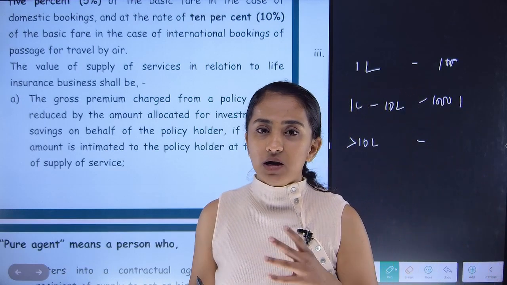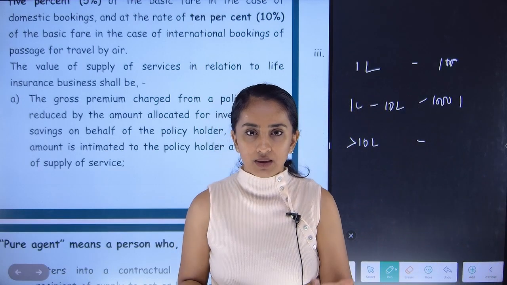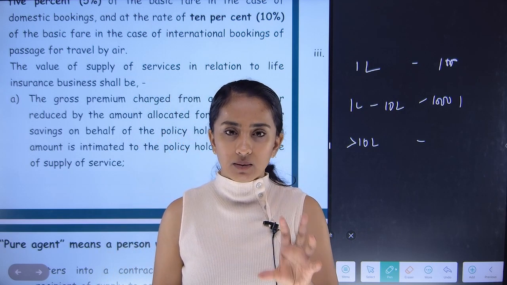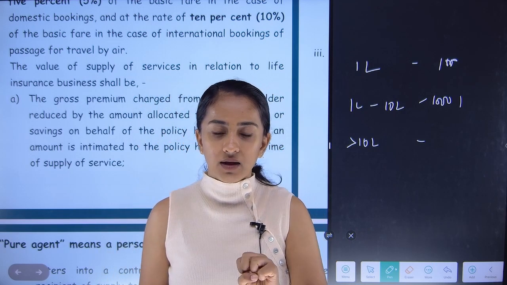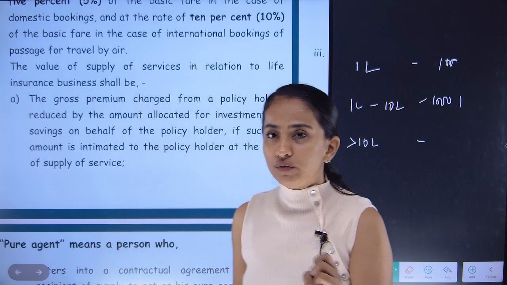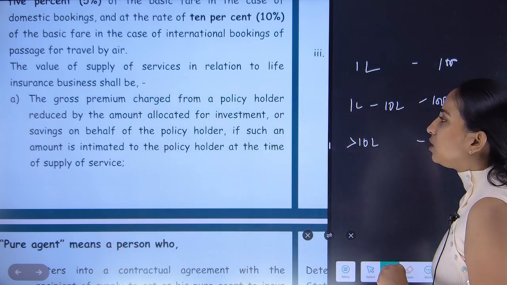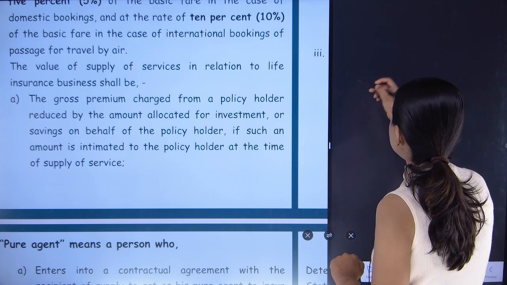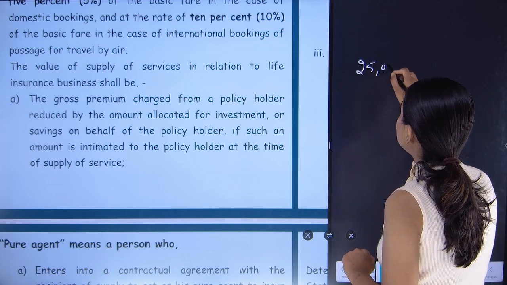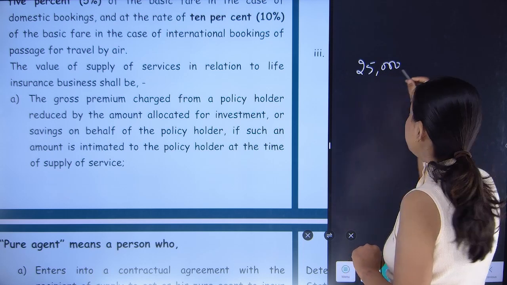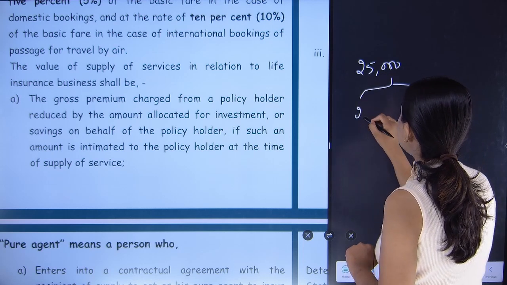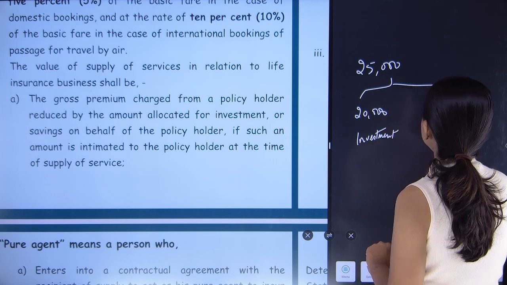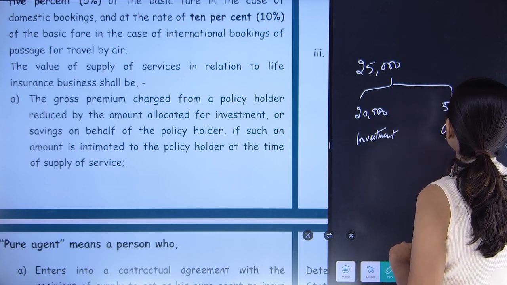Next, coming to insurance business. What is insurance business? Whatever premium that you pay, let's say I'm purchasing something from LIC, on the premium that I pay I have to pay GST. They're telling how you will calculate that. One: gross premium charged from a policy holder reduced by the amount allocated for investment. Let's say 25,000 is the gross that the policy holder is paying. On this, 20,000 is going to the investment. Only so much amount is getting invested. This 5,000 is actually the commission.